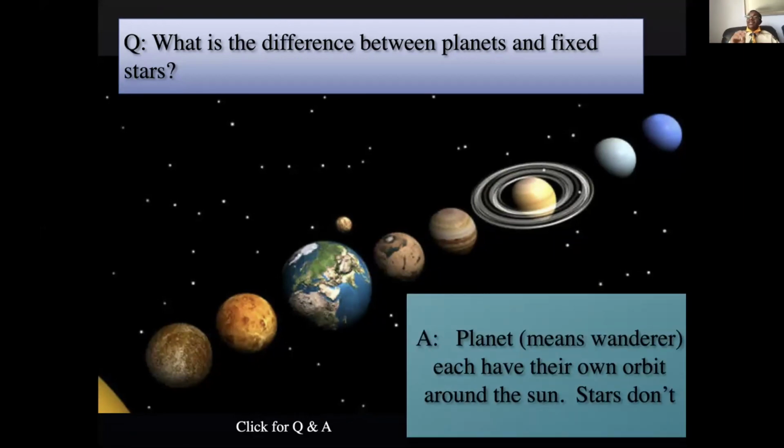Planets each have their own orbit, they move around stars, but stars do not have orbits. So stars are fixed, planets revolve around stars in their orbits. Okay? All right. Let me move on.